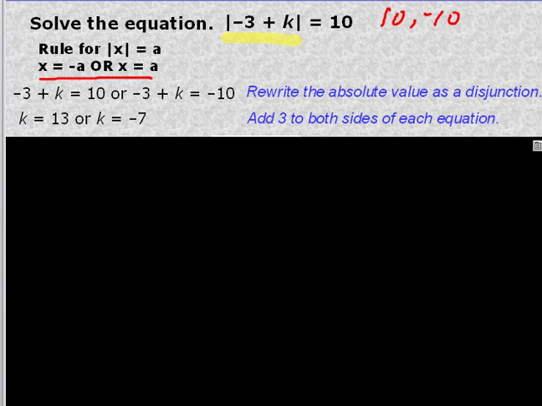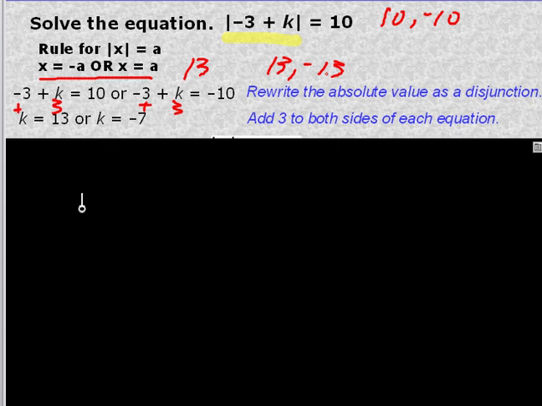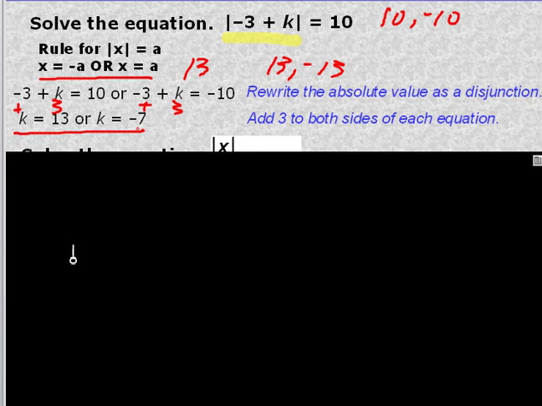So here we're going to add 3, and be careful. You like to do shortcuts, so a lot of times I'll see students add 3, this is 13, and then they'll give me the answer, positive 13, negative 13. And you'll see it doesn't really work that way. When we add 3 to this, we're going to end up with a negative 7. So our two solutions are k equals 13 and k equals negative 7.